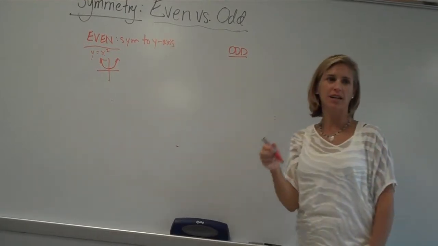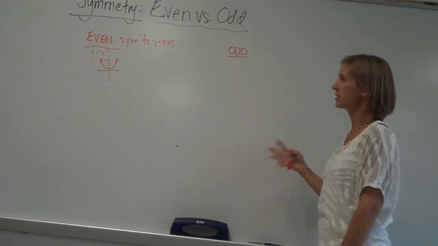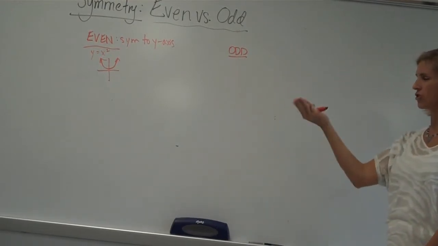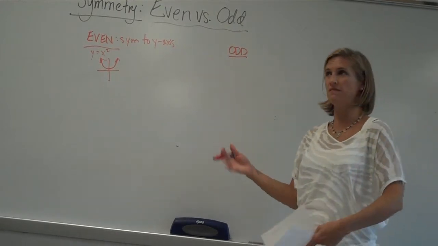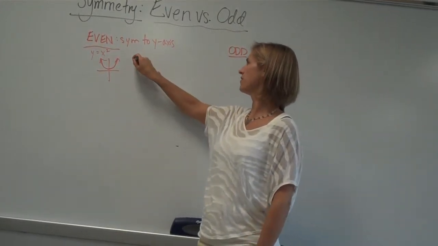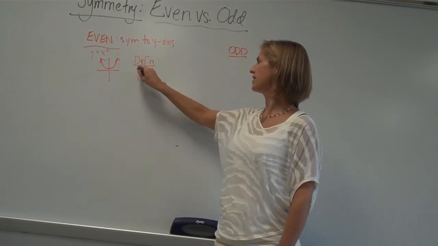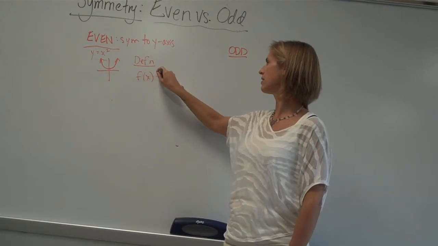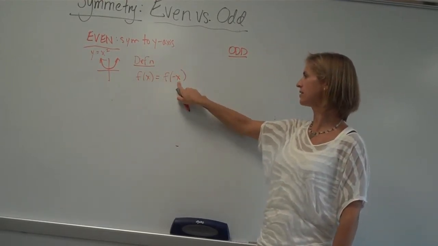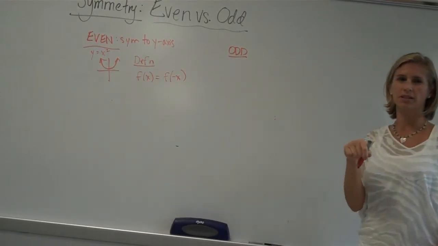That's my way of cheating in my mind so I remember the way it goes. y equals x squared has an even power, it looks like that, and it's symmetric to the y-axis. That's what even means. And the definition of an even function is that if I take f of x and replace all of my x's with negative x's, I should get back the original function.